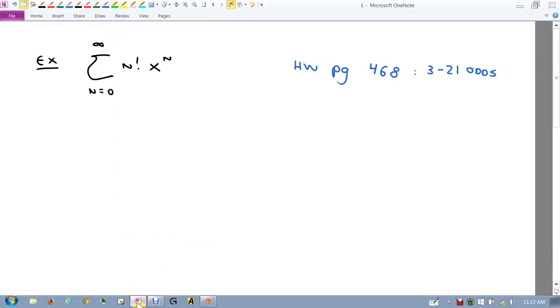Okay, back to it. I have another example here. That's the homework assignment for this section. I'm going to give you 2 more examples, and then we're going to move on. For this one, we haven't seen this. That's why I wanted to show it to you.